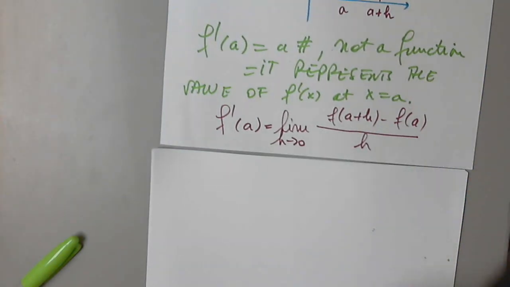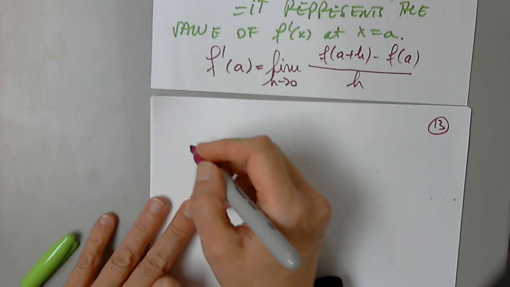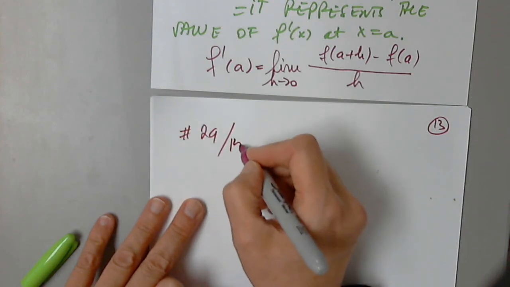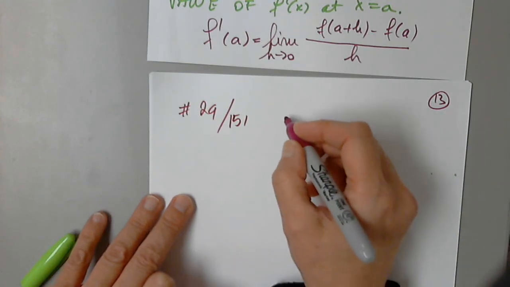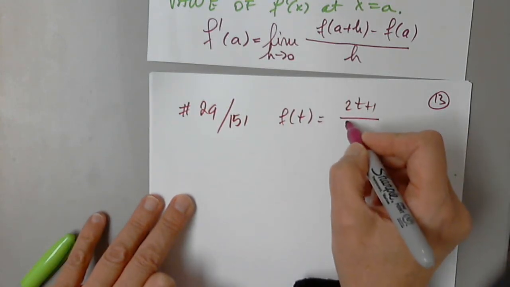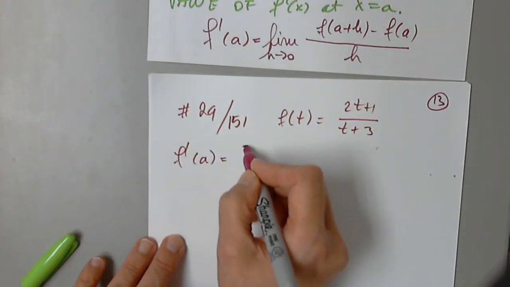I lost track of my pages. So we picked problem 29 on page 151, and we are given f of t, which is 2t plus 1 over t plus 3. And we're asked to find f prime of A.